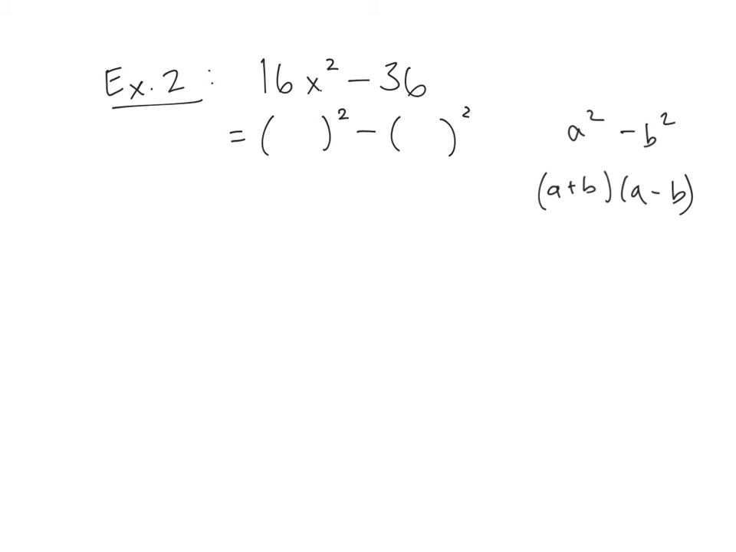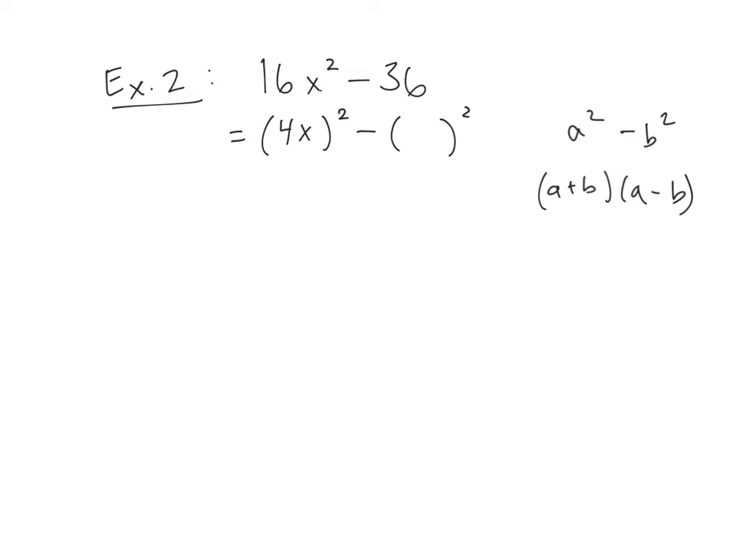16 is 4 times 4, and x squared is x times x. So 4x times 4x would make 16x squared. So I can rewrite that as 4x squared. So I don't just have an x squared, I kind of have to rewrite both the a and the b parts. Second part is 36.